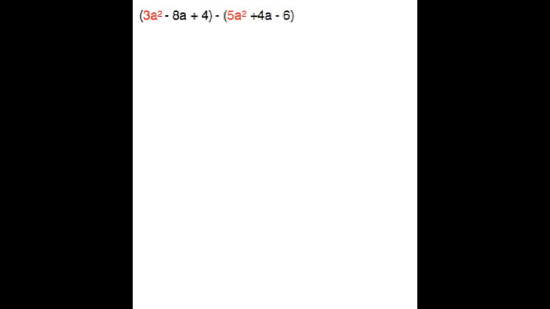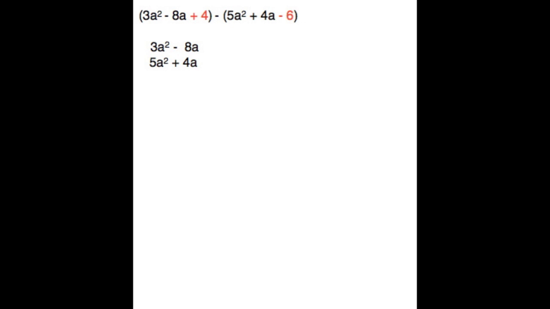First, we have to identify our like terms from each polynomial. Our first term in our first polynomial, 3a squared, is like 5a squared from the second polynomial. We are going to line these two terms up below. Next, we move to negative 8a. This is like positive 4a from the second polynomial. We line up these two terms below as well.